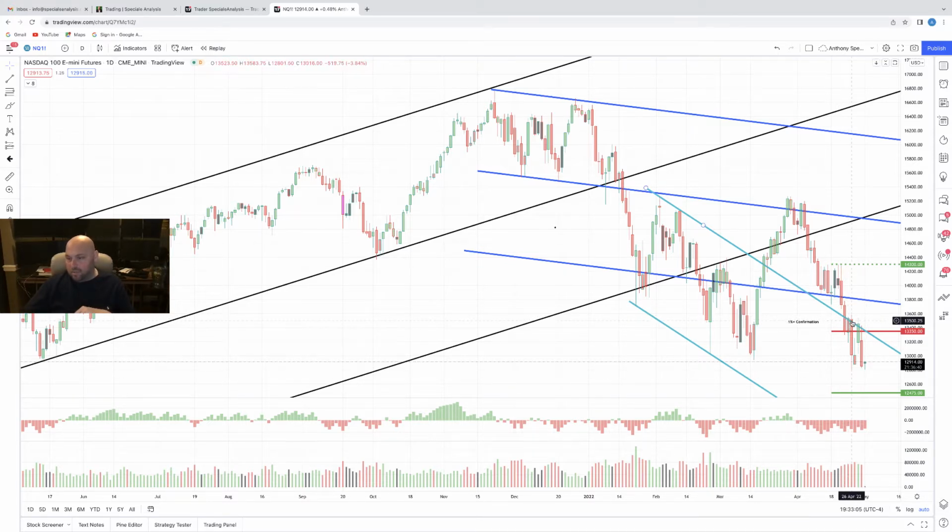It tested resistance, tested resistance, and continues to fail as it tests that resistance channel, which it confirmed on for us. So that is a good sign that this trade will likely continue to follow through for us and move towards the direction of our target, which again we have indicated at 12,475.